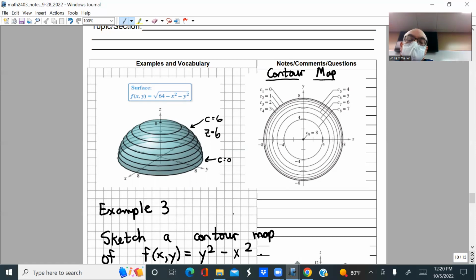By the way, what's the height of the sphere on the z-axis there? It comes up to 8 on the z-axis. That's as high as it goes. Notice the contour: when you intersect that surface with the plane z equals 8, you just get 1 point. There's only one intersection point there.